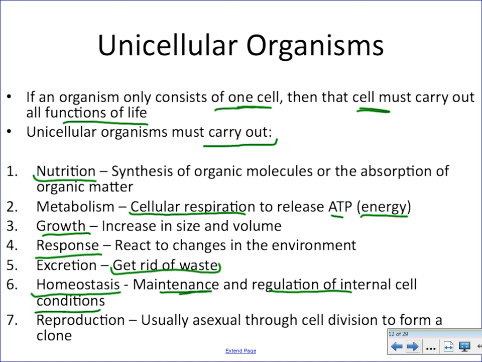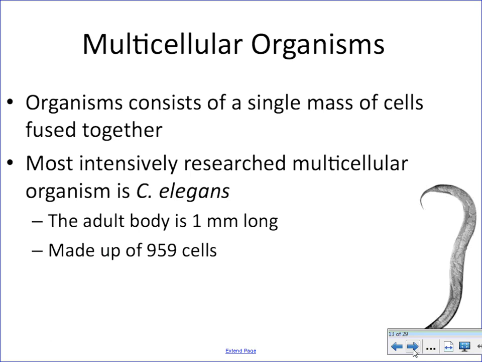And then that unicellular organism has to be able to reproduce. And because it's unicellular, this will usually be through asexual cell division to essentially form a clone. So a unicellular organism has to be able to carry out all of these processes in order to survive.